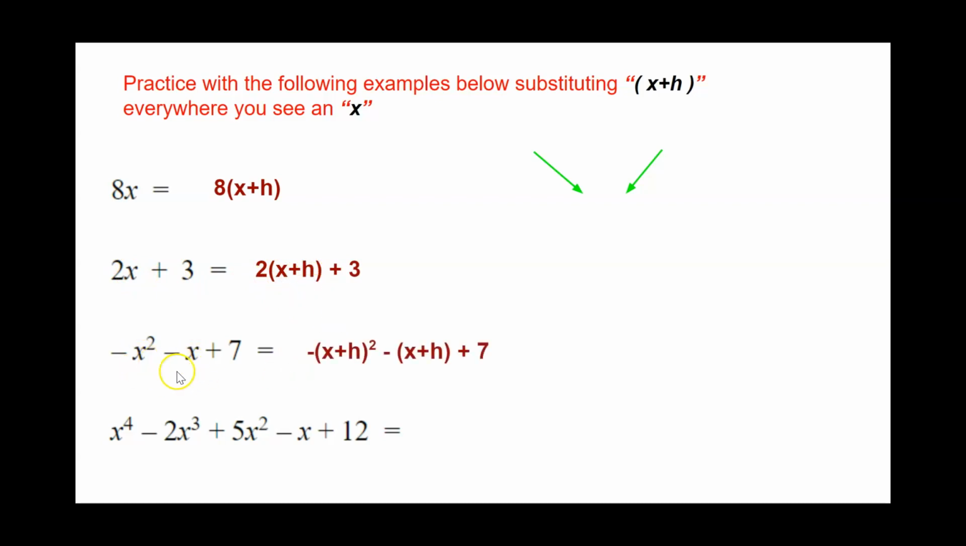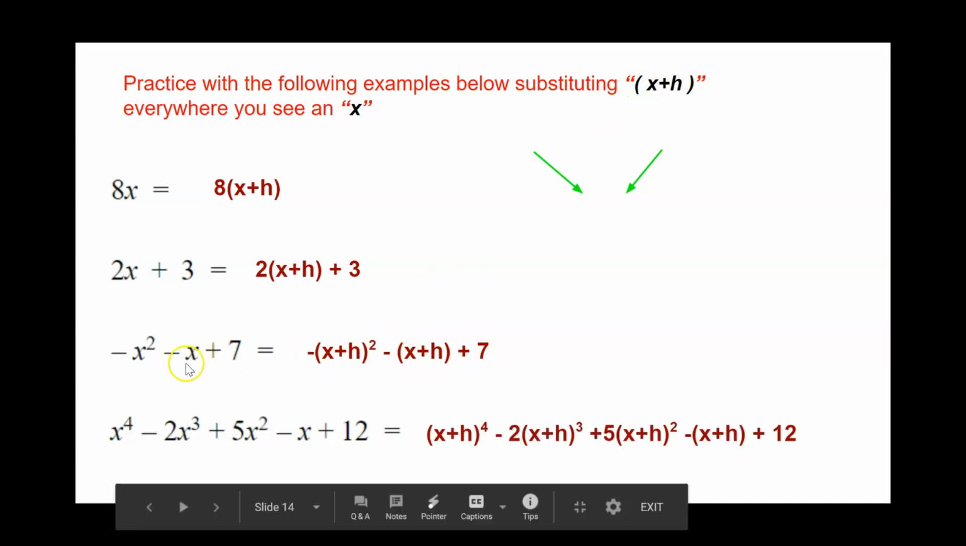Here I see it two times. And yes, I do have a negative. So that's why, again, use the parentheses like we noticed up here. Negative, x plus h, squared, minus, x plus h, plus 7. The last one here, we see x four times. 1, 2, 3, 4. So every one of those gets an x plus h in parentheses.